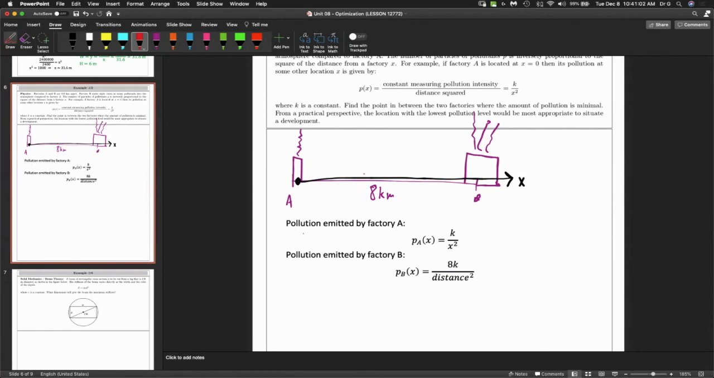So I'm going to move that development over here. So that's where we want to be. I'm going to call this distance x. That's why this formula is x squared, because A is a distance of x away from here. But this distance is whatever B is. B is this far away from A. Can someone tell me what this distance is in terms of x? How far is factory B from here?